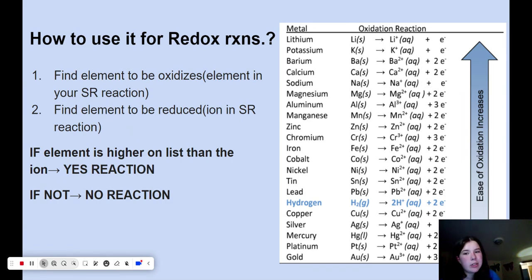How to use the activity series for redox reactions. So first you want to find the element to be oxidized. It's like the lone element, you'll see. And then find the element to be reduced, which is the ion. If the element is higher on the list than the ion, a reaction will occur. But if it's not higher than the ion, no reaction will occur.